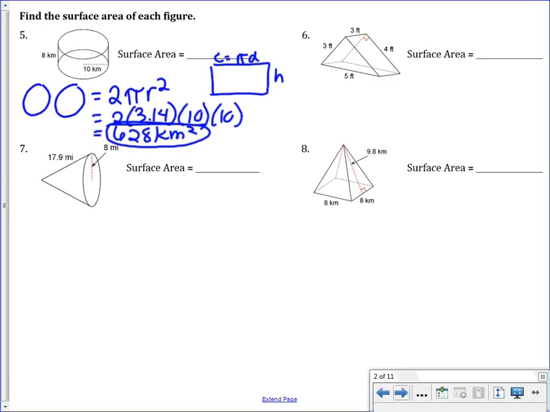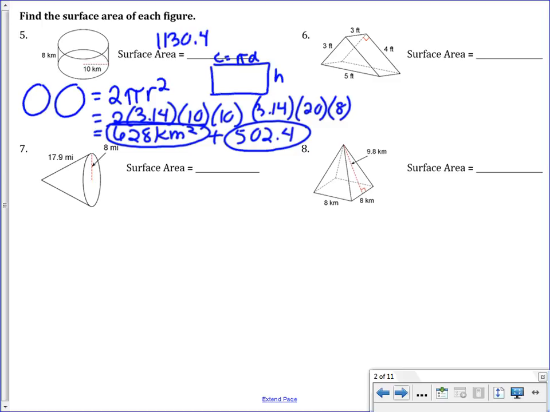When I do this math, my label is going to wind up being 3.14 times the diameter, which is 20, times the height, which is 8. And when I do this math, I come up with 502.4. And now I have to add these two together to get my total surface area, which winds up being 1130.4 kilometers squared. Remember, it is back to area. So area, even though it says surface, it's still area, so area is squared.